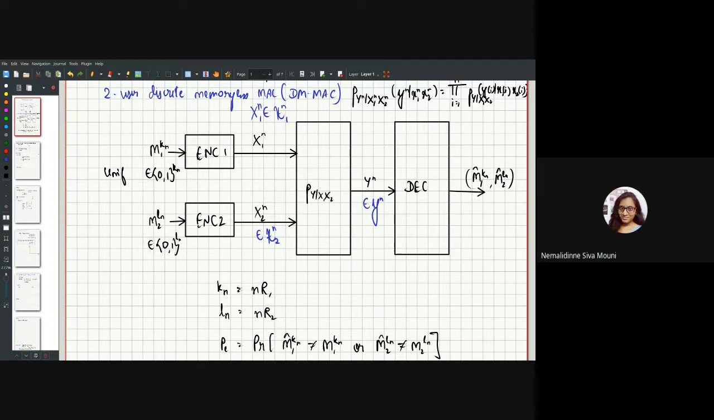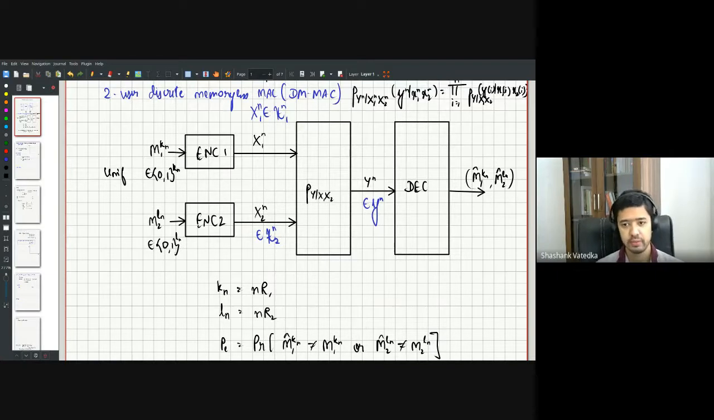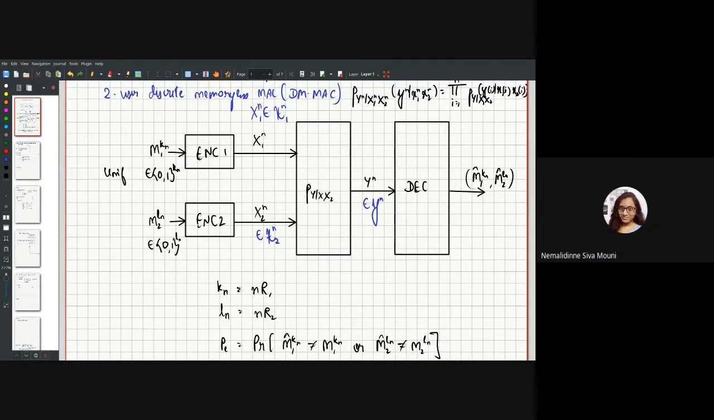Sir, am I audible? Yes. Sir, as we are considering time sharing, if it is time sharing, then do we really have to consider py given x1 comma x2? Because it will be different time slots, then can't we consider different for different users?